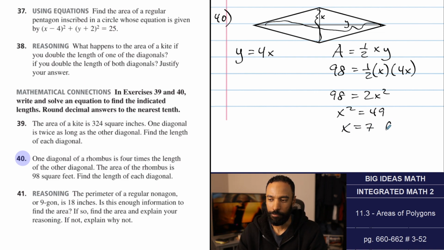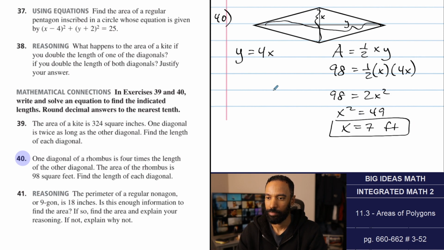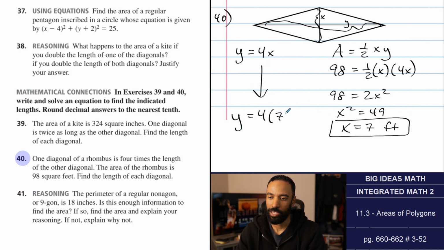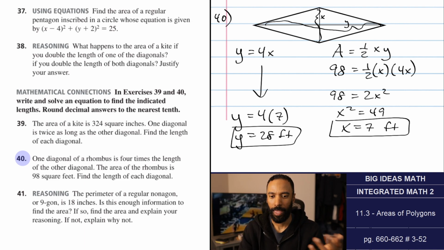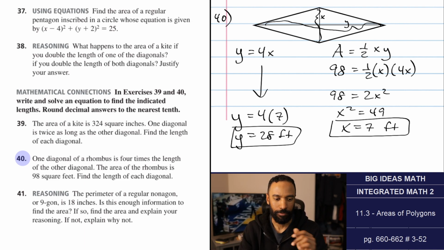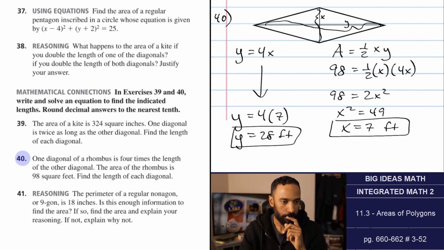7 feet. Y, this is scattered writing, sorry. Y is 4 times 7, so y is 28 feet. Do they want the length? Yeah, length of each diagonal, so I'm getting 7 feet and 28 feet, and then I'm feeling kind of good about that. Okay, let's go to number 41, reasoning.